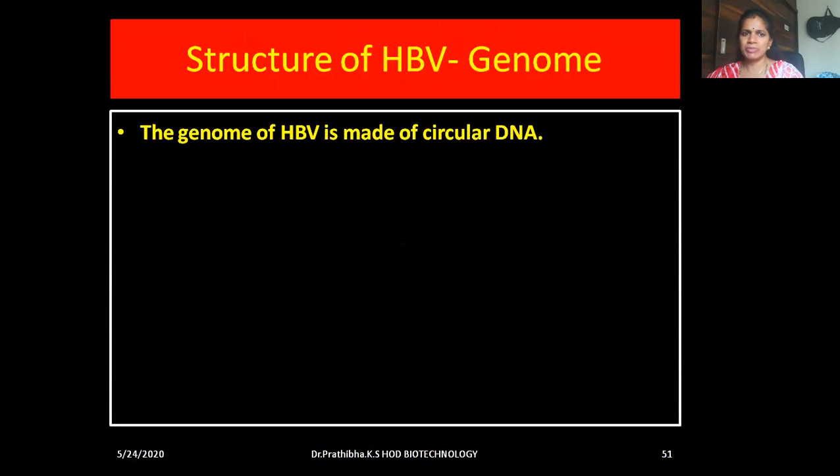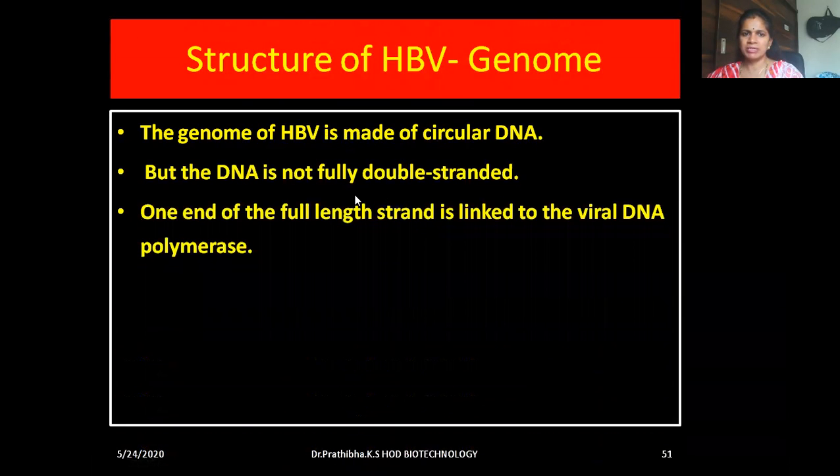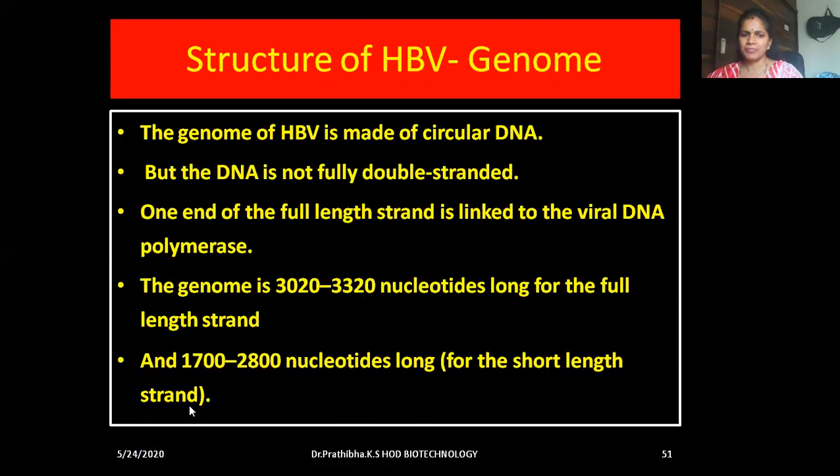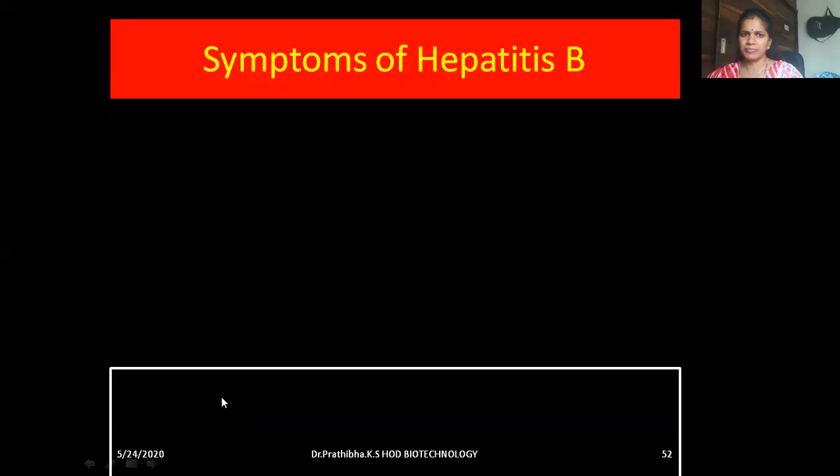Structure of the hepatitis B genome. The genome of HBV is made up of circular DNA, but the DNA is not entirely double-stranded. One end of the full length strand is linked to the viral DNA polymerase. The genome is 3,020 to 3,320 nucleotides long for the full length strand, and 1,700 to 2,800 nucleotides long for the short length strand.